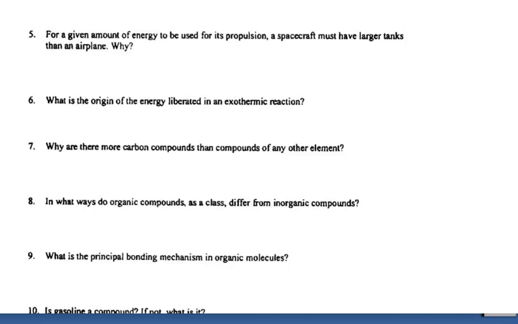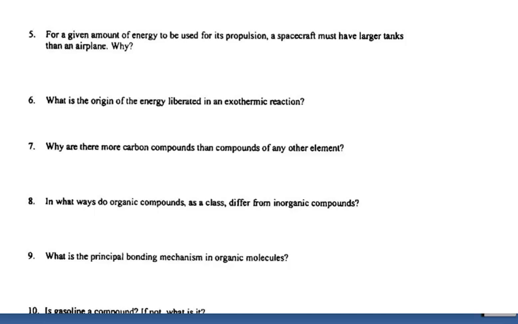Number 6, what is the origin of energy liberated in an exothermic reaction? So an exothermic reaction gives off energy. It must be the arrangement of potential energy between the particles of the molecules, and that arrangement will change during the exothermic reaction, liberating energy in the form of heat. So potential energy is the origin of the energy liberated in the exothermic reaction.